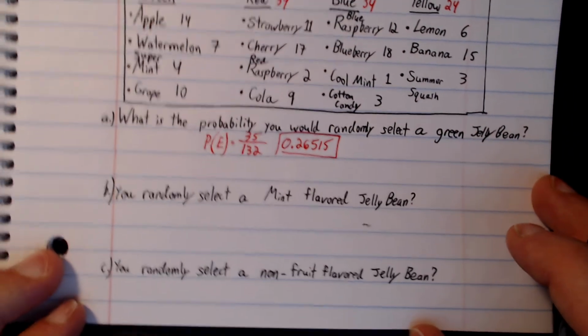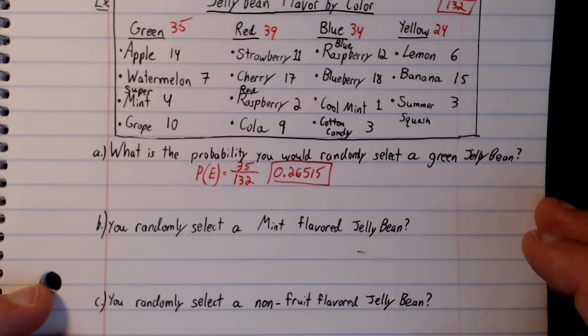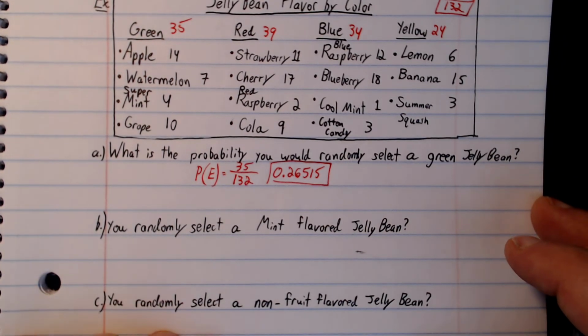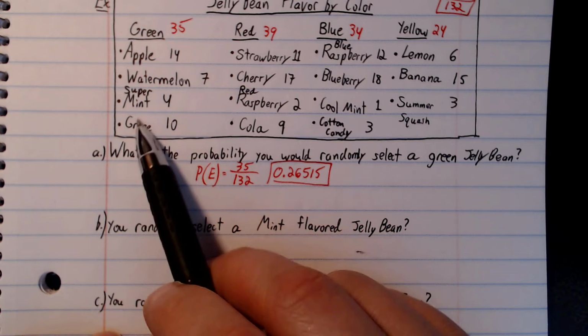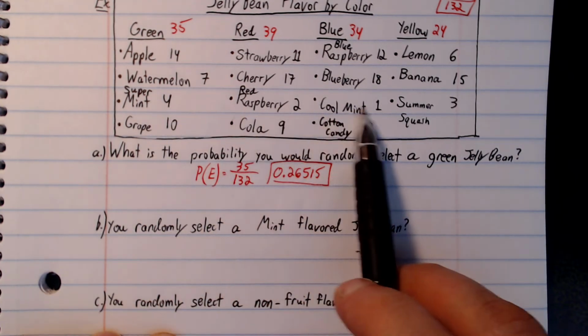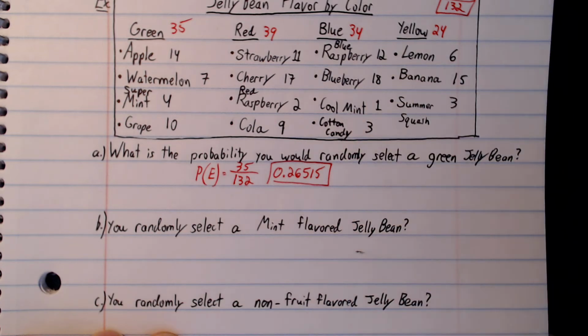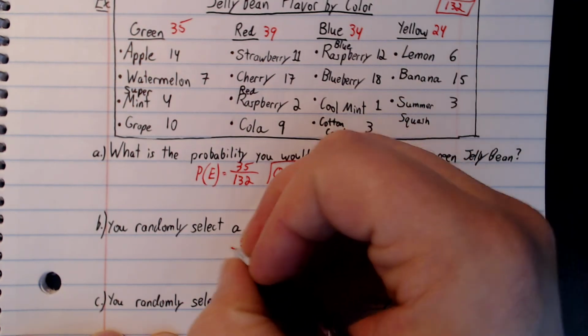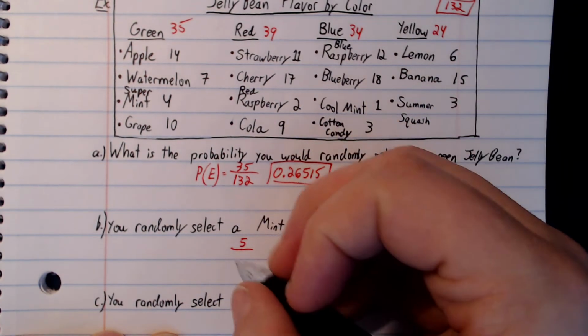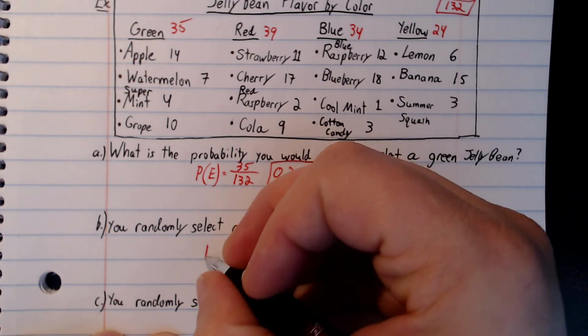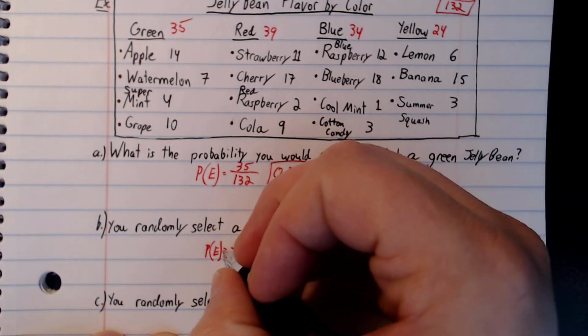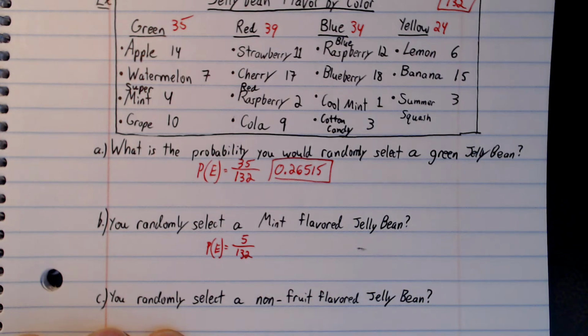What is the probability you randomly select a mint flavored jelly bean? So now this is a little bit different because we have super mint and we have cool mint. Super mint there are 4, cool mint there's 1, so there's a total of 5 mint flavored jelly beans out of the 132 in this package. So 5 out of 132.